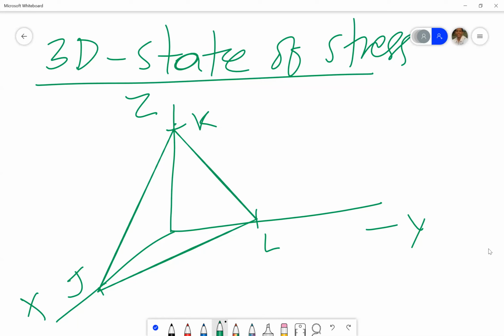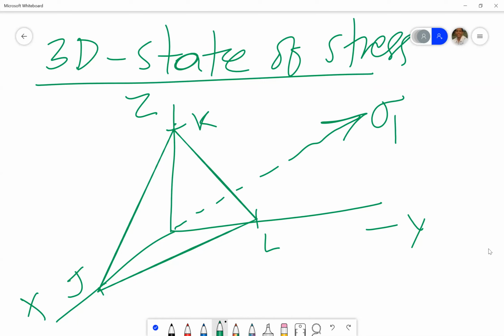That means it is orthogonal to the plane. So that orthogonal will lie in that manner. I am seeing this. This is sigma 1, the normal stress acting on that surface of the area. I'm taking this for the three-dimensional calculation, and this area will be very much important.